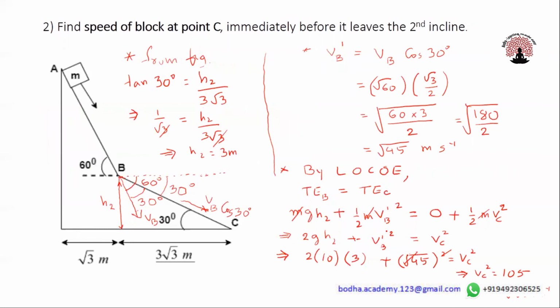Now the second part, we want to find the velocity at C. For that, we'll draw this height as h2. The direction of velocity will be along AB, so VB will be the direction of velocity. So first we'll determine h2. From the figure, tan 30 degrees is equal to opposite side, that is h2, by adjacent side, which is 3 root 3. So we can find h2 is equal to 3 meter. Then the velocity of the block will be along the direction AB, so we want to find the velocity in the direction BC.